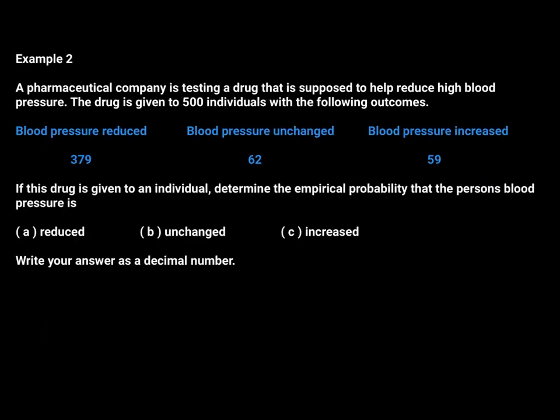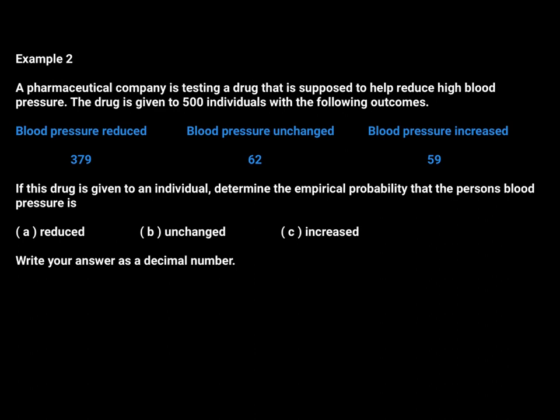Check this one out. A pharmaceutical company is testing a drug that is supposed to help reduce high blood pressure. The drug is given to 500 individuals total, okay, with the following outcomes. 379 people reported that their blood pressure was reduced. 62 people had their blood pressure unchanged, so nothing changed. And 59 people, their blood pressure actually increased. If this drug is given to an individual, determine the empirical probability that the person's blood pressure is reduced, unchanged, or increased, and write your answer as a decimal.